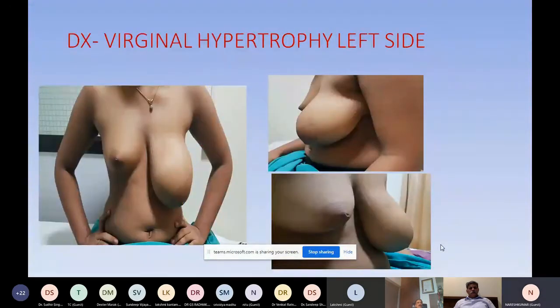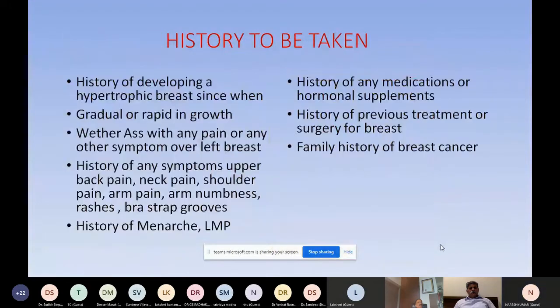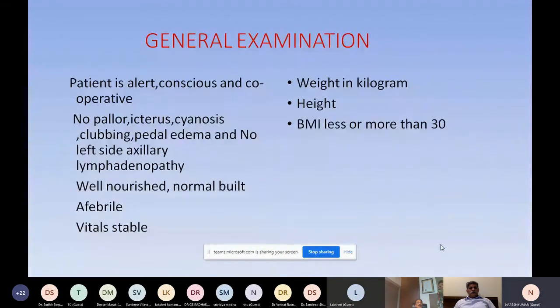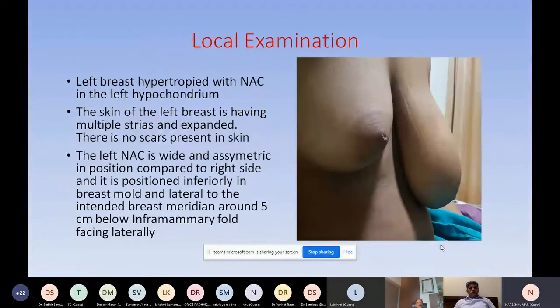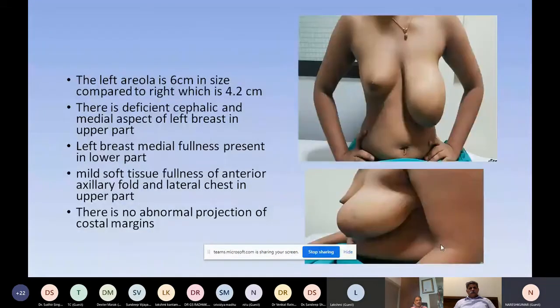This is the case of breast hypertrophy, left side, and the history to be taken. On general examination, I will check any general findings, any axillary lymphadenopathy, and BMI of the patient. On local examination, the left breast is hypertrophic with the nipple areola complex in the left hypochondrium. The skin of the left breast has multiple striae, and there is no scar present in the skin. The left nipple areola complex is wide and asymmetric in position compared to the right side, positioned inferiorly in the breast mold and lateral to the internal breast meridian, around 5 cm below the inframammary fold, facing laterally. The left areola is 6 cm in size compared to the right, which is 4.2 cm.